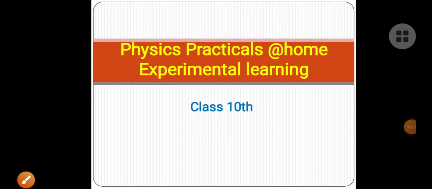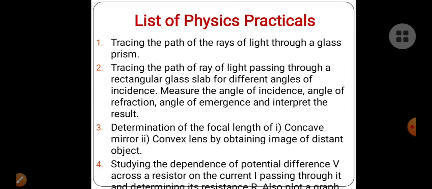Good morning, students. In today's online class, let us discuss some physics practicals which can be performed and experienced at home. Here are four practicals of physics.